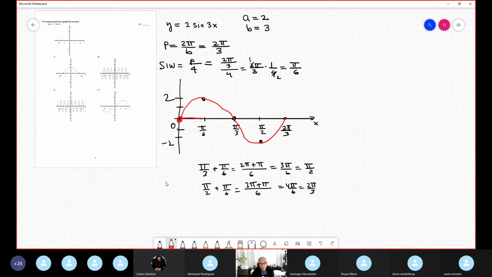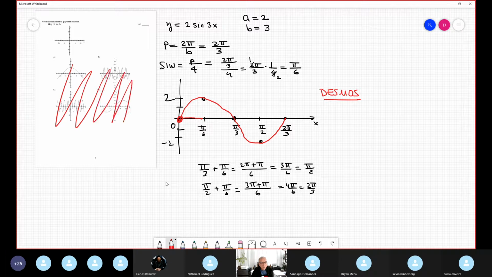But now we are going to do it elegantly in Desmos. And you forgot that part because nobody understands this.